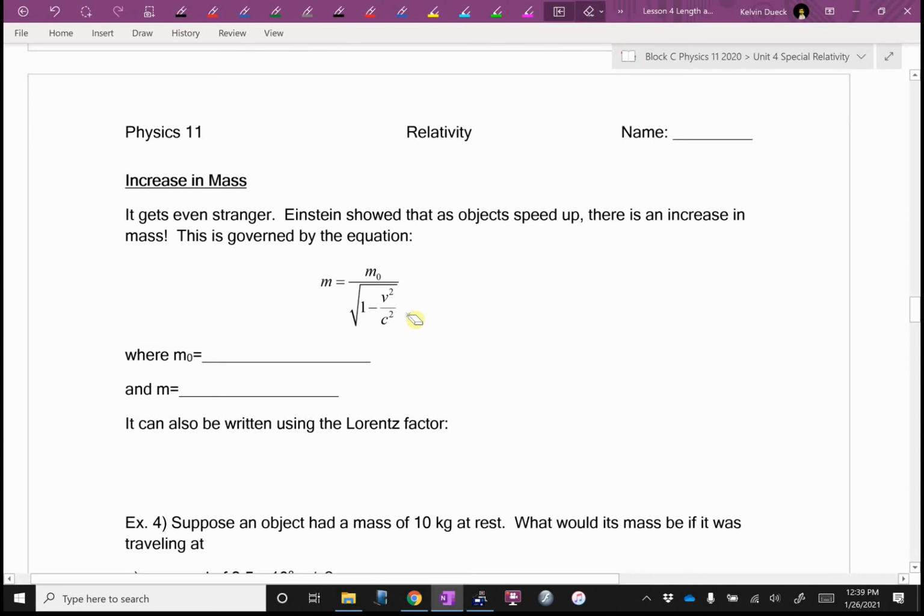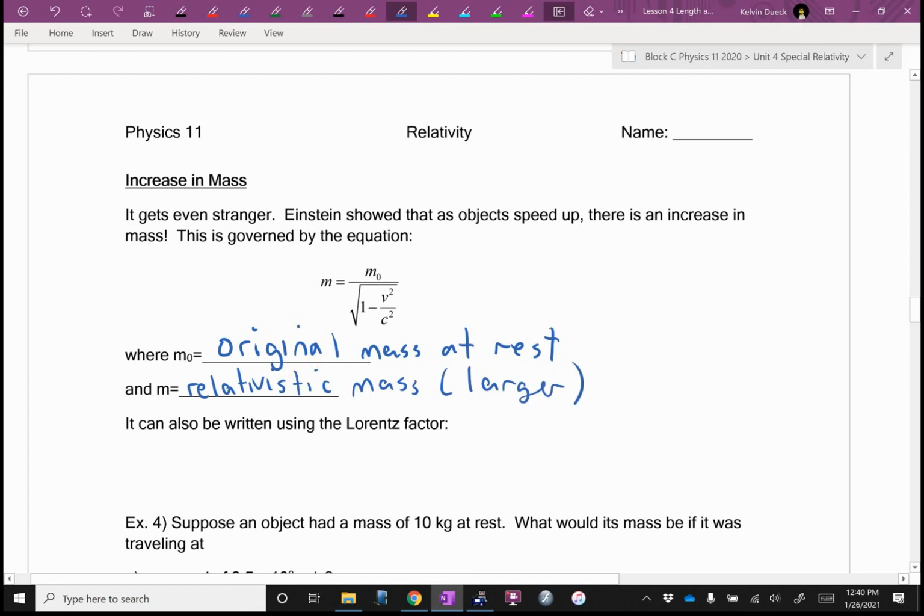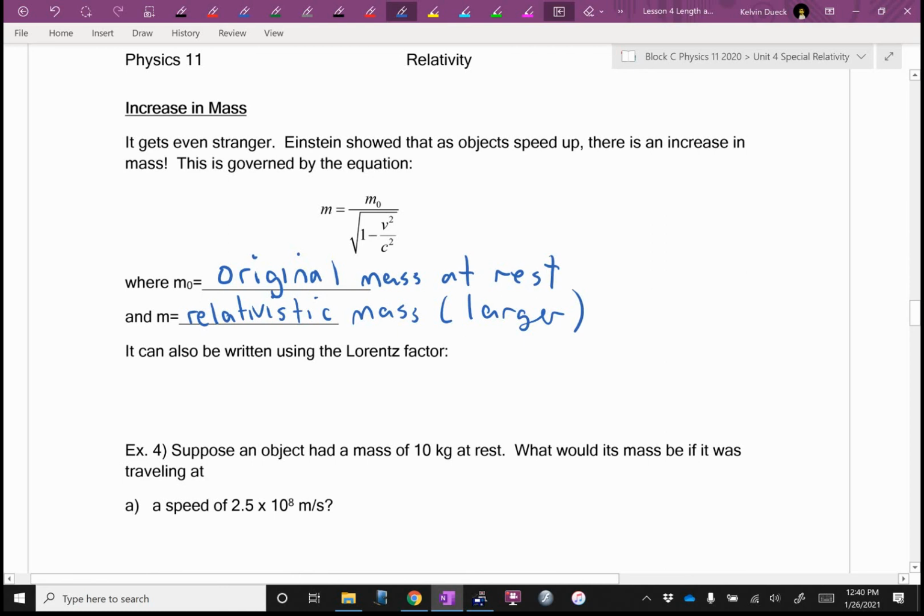This is governed by this equation. It's the same as the time equation, except instead of T's, there's M's and M0s, where M0 is the original mass at rest. If you're at rest, what's your speed in meters per second? Exactly. So I think M0 stands for original mass at speed 0, whichever way you want to keep that straight. And M is the relativistic mass, and it is larger. As an object speeds up, its mass increases. You can write it with the Lorentz factor as M equals M0 over that funky gamma symbol.